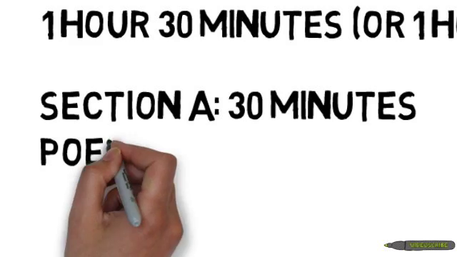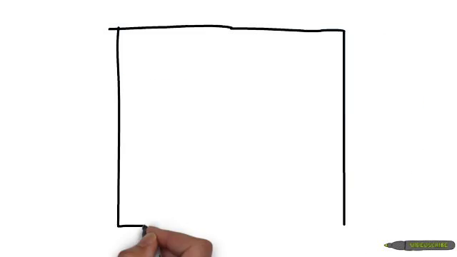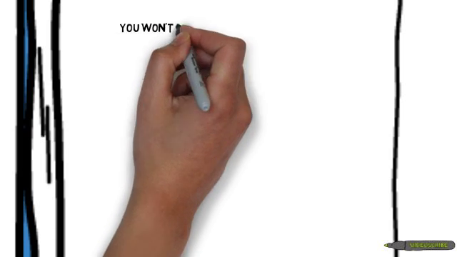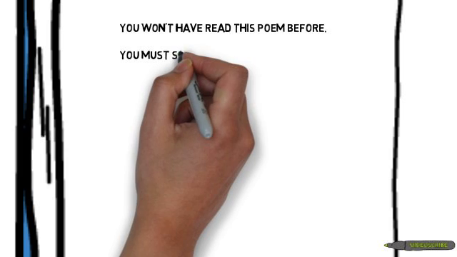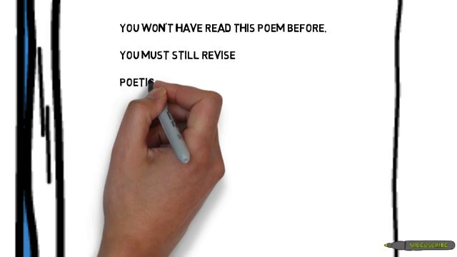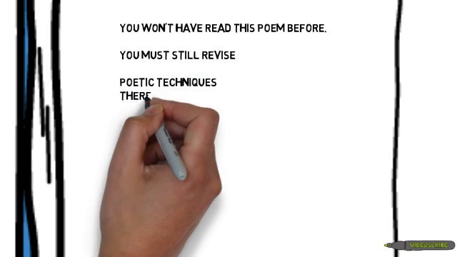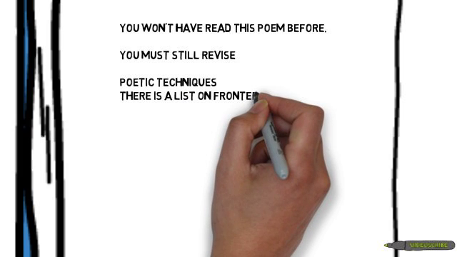Let's look at section A, poetry. This is an unseen poem. We've done this to mock the idea of IGCSE, where you also have to write about a poem you have never seen before. You might think that you can't revise for this part of the paper, but you can.